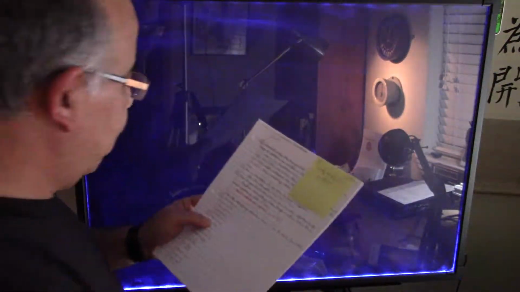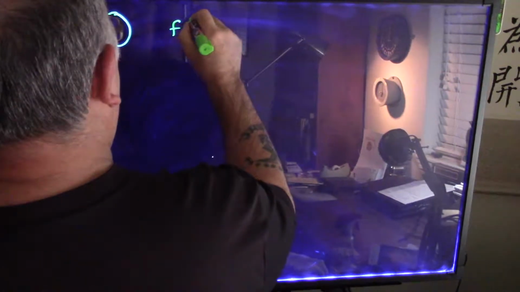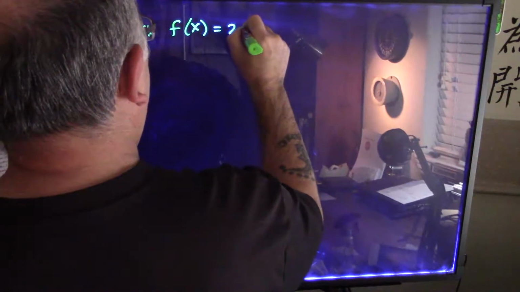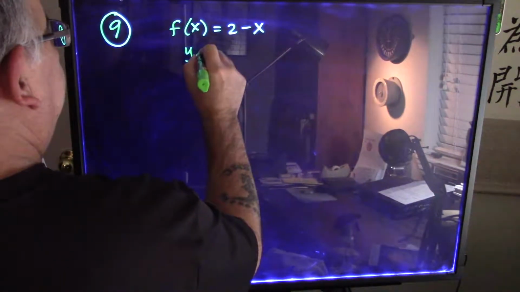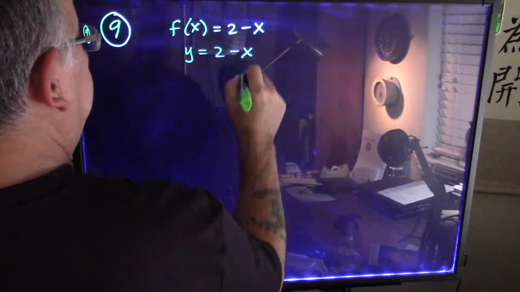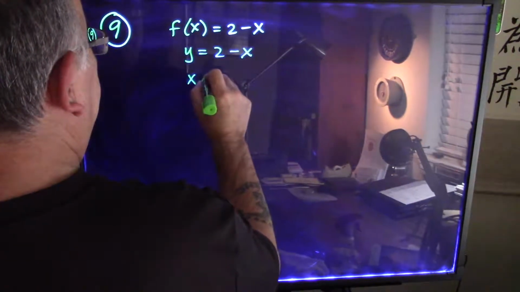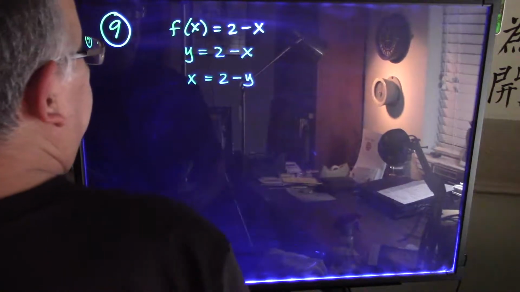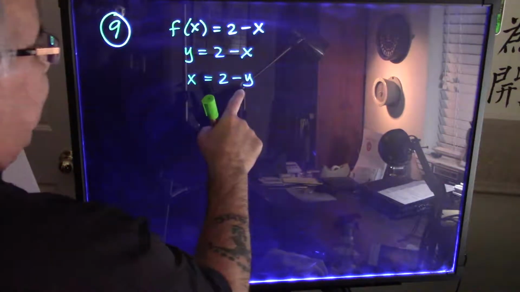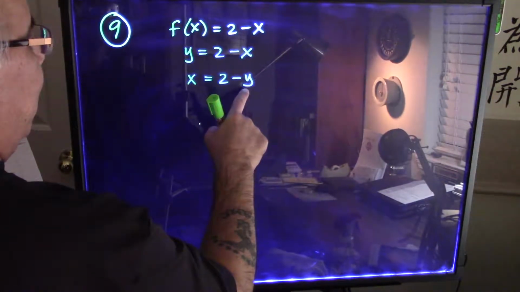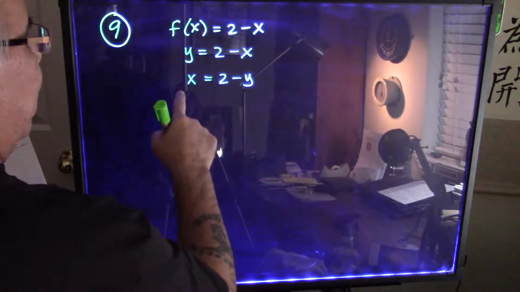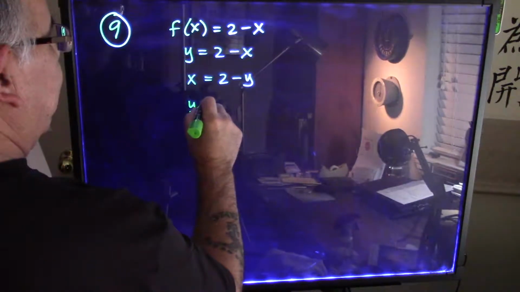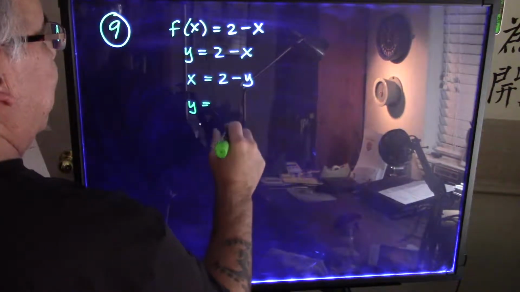Number 9. We have f of x equals 2 minus x. So you replace f of x with y. Then you interchange the x and the y. Then you solve for y. So you can transpose the negative y to this side and transpose the x to that side. Alright, so negative y becomes y over here. Transpose the x, that becomes negative x over here.